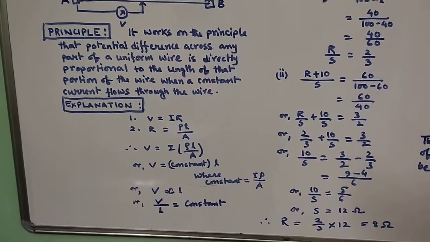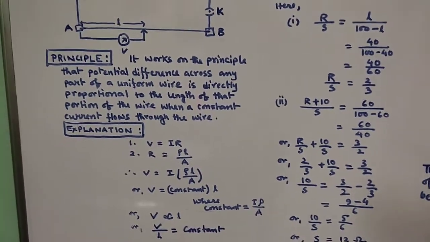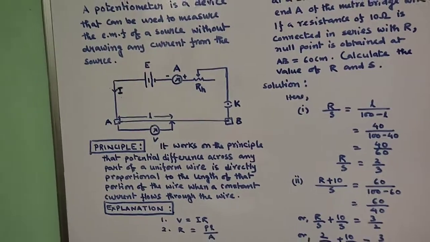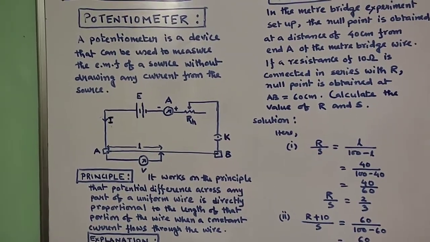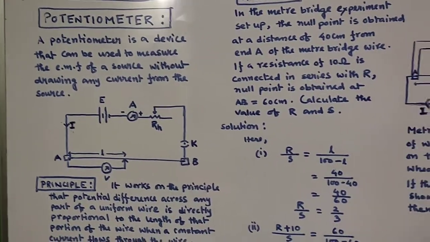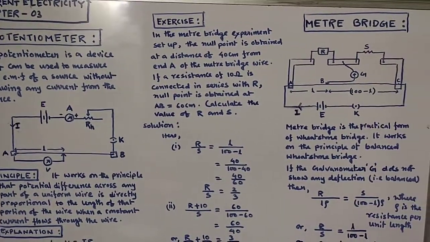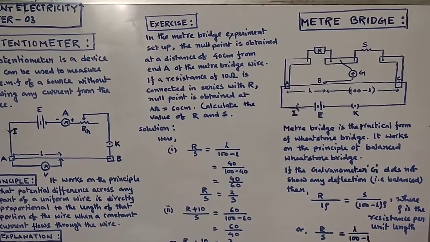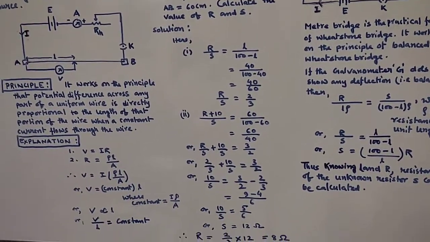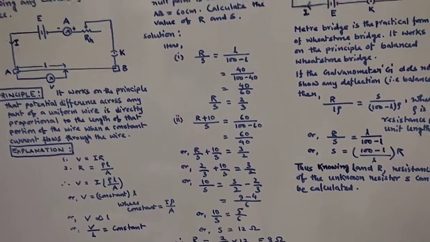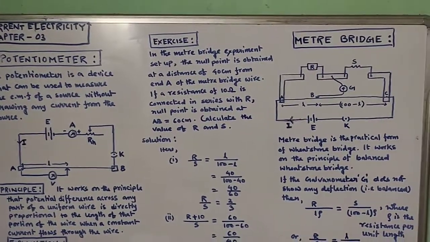V/L is basically known as the sensitivity of the potentiometer. So the principle here is: in a potentiometer, potential difference is directly proportional to the length provided constant current flows through the wire. More we will discuss regarding potentiometer in our next class, and please go through these two topics. They are very important, and try to understand and make it your habit to ask during the class. So this is all about it. Thank you.